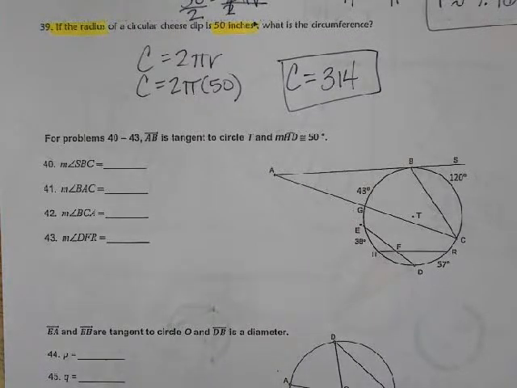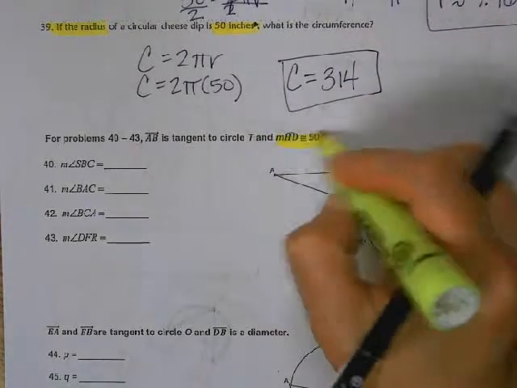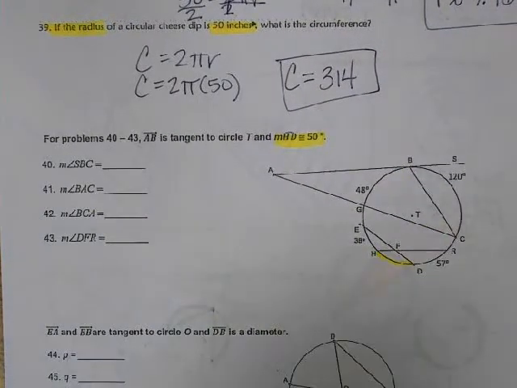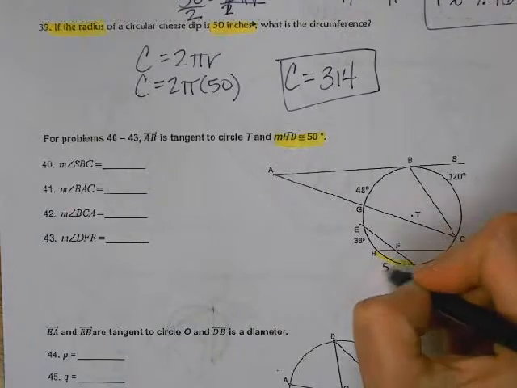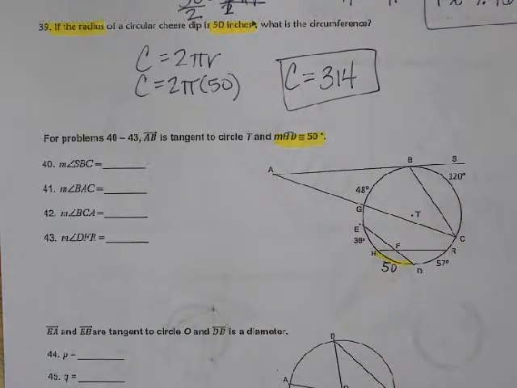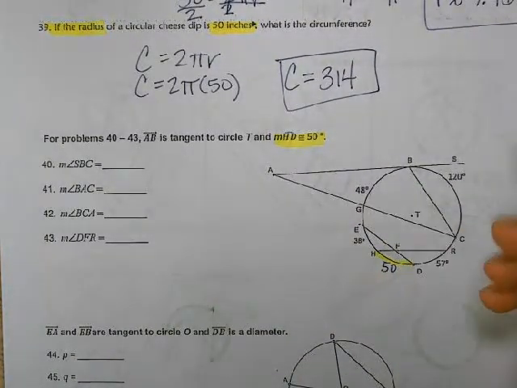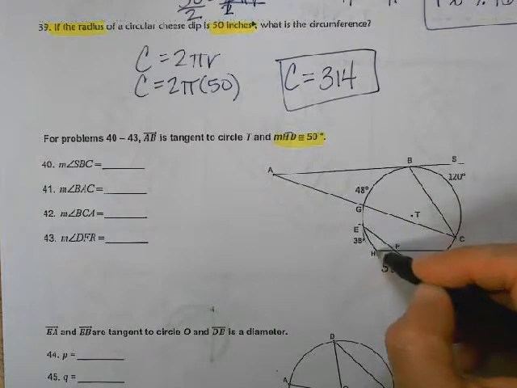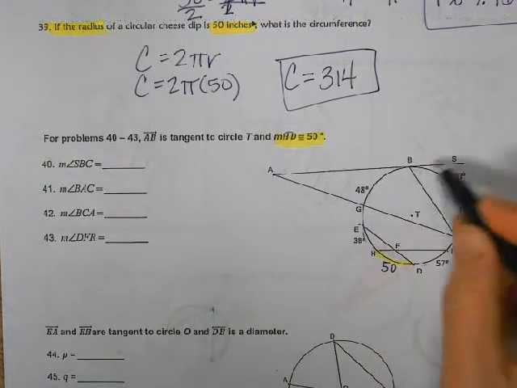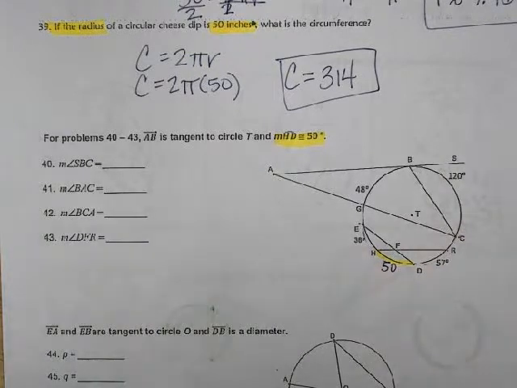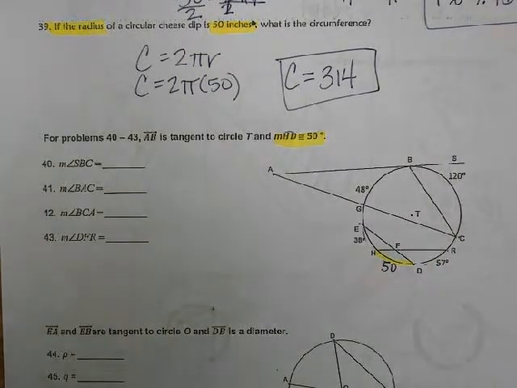AB is tangent to circle T, and the measure of arc HD is 50. So first off, I know HD is worth 50, so I'm going to find it and label it. Okay, so if you look at it, we've got a measure here of 48, a measure here of 38, here is 57, and up here is 120. So we've got a lot of things going on here, and we've got to answer 4 questions about this.